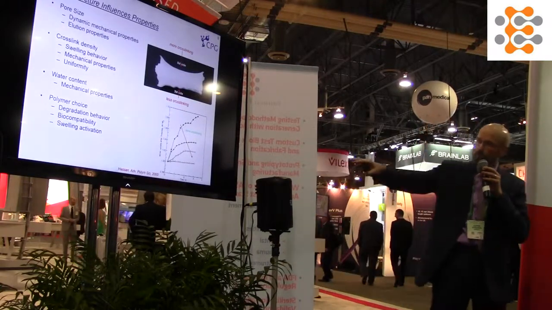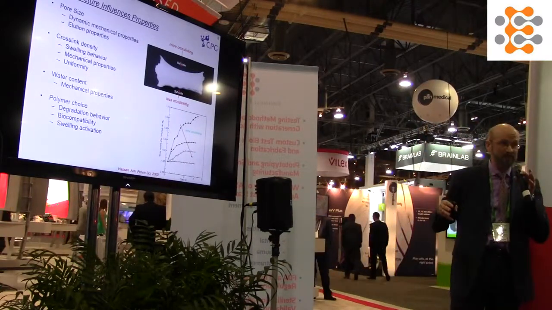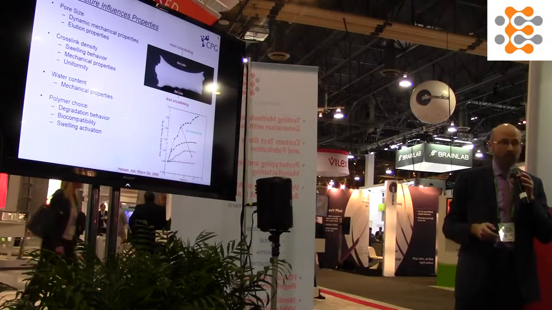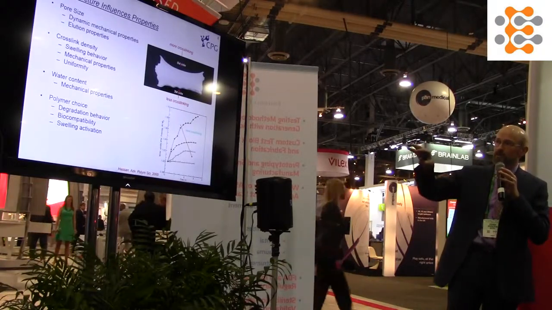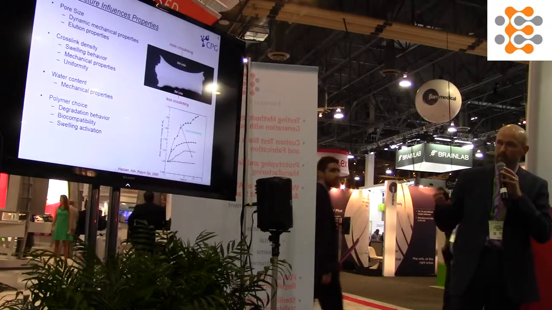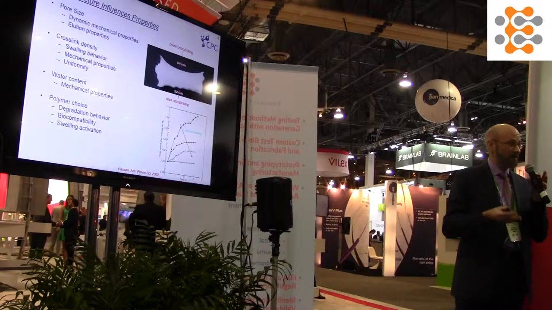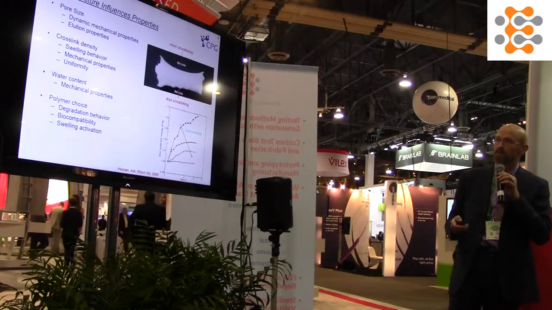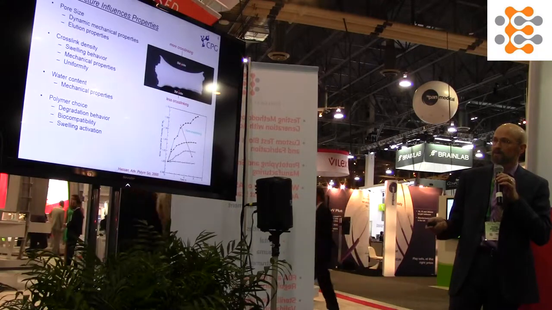As we introduce more and more cross-linking, we have less and less water present, so the material becomes more and more rigid. That allows us to tune the mechanical properties. We can also change polymer type, which is going to influence properties such as degradation, biocompatibility, and swelling activation. And then, of course, pore size is important for elution properties.